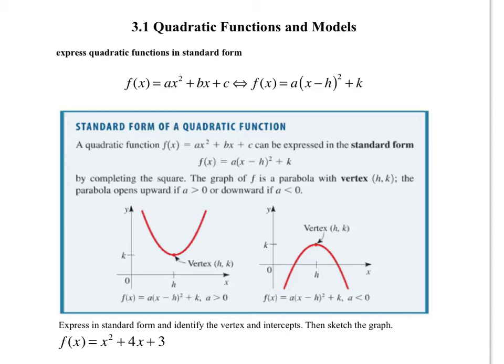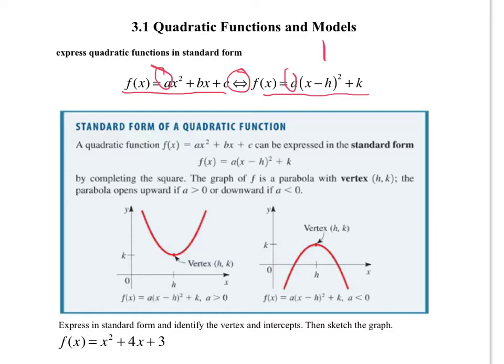So the basic idea here is that we have a new form for our quadratic equation. Whereas in the past we've identified a quadratic function by this form, f of x equals ax squared plus bx plus c, we now have an equivalent form, a different form, and that's the form a times (x minus h) squared plus k. The a here is the same as the a here.